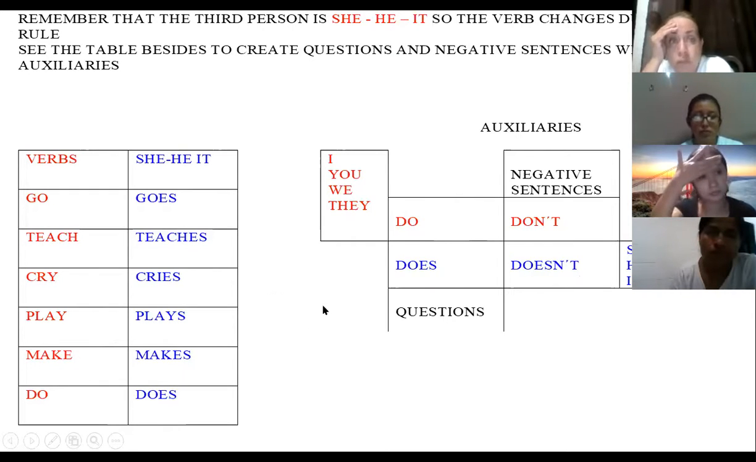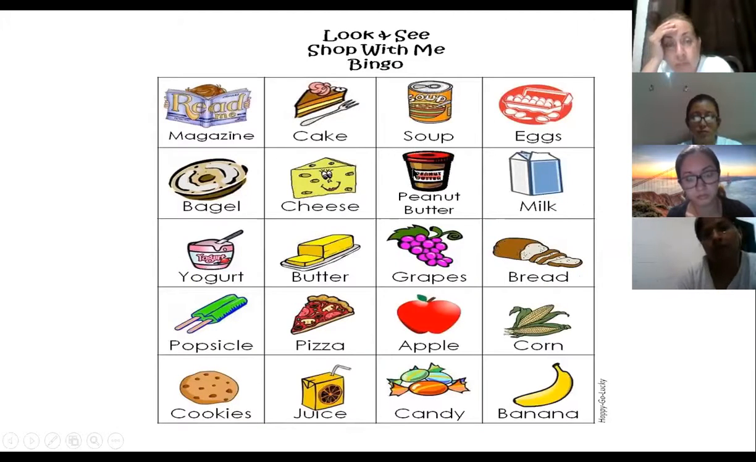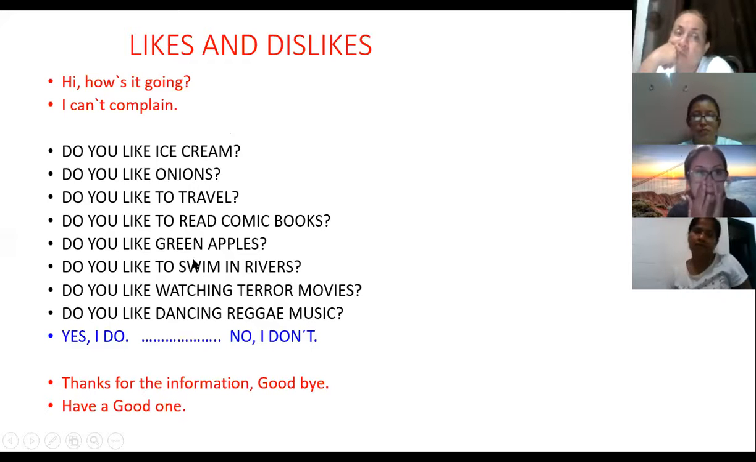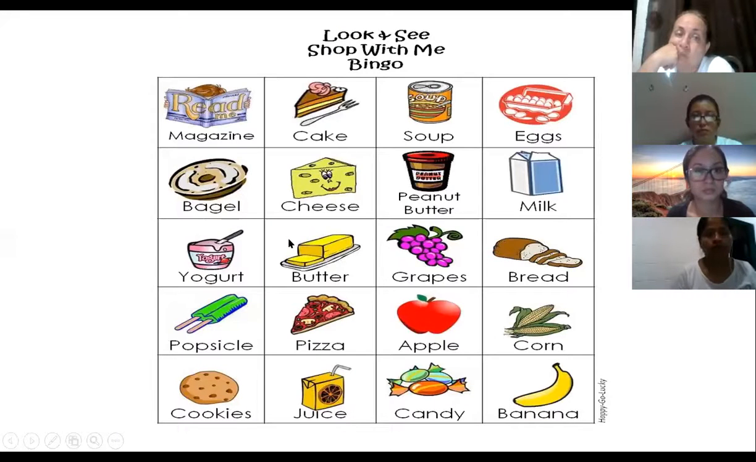¿Para qué nos va a servir esto? Para crear oraciones negativas. To create negative sentences. Mañana vamos a practicar mucho esto y le va a quedar, and it's gonna be really clear for you. Ok, guys, tonight, when we finish the class, practice this. Do you like? Yes, I do. No, I don't. Do you like? Yes, I do. No, I don't. Practice this and practice this.